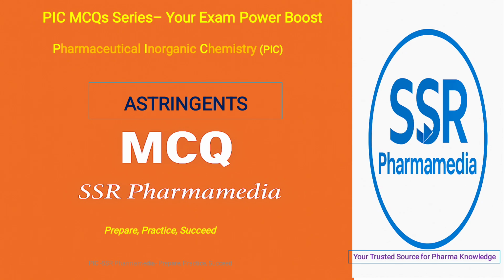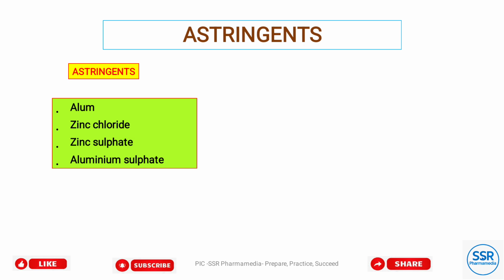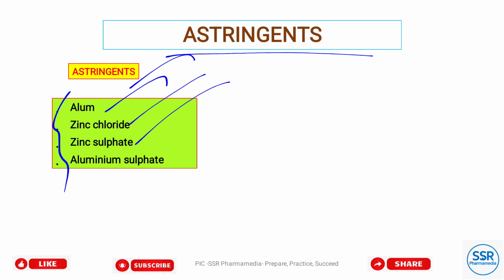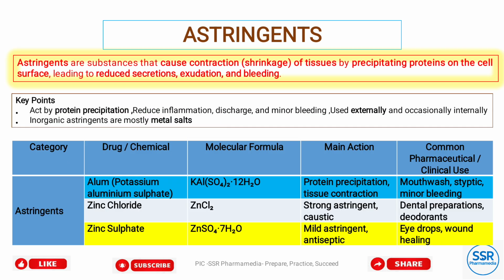Prepare, practice, succeed. So today we are going to discuss astringents. Under astringents, these are the compounds. Mainly, examples of astringents are alum, zinc chloride, zinc sulfate, and aluminum sulfate. These are the examples of astringent compounds.